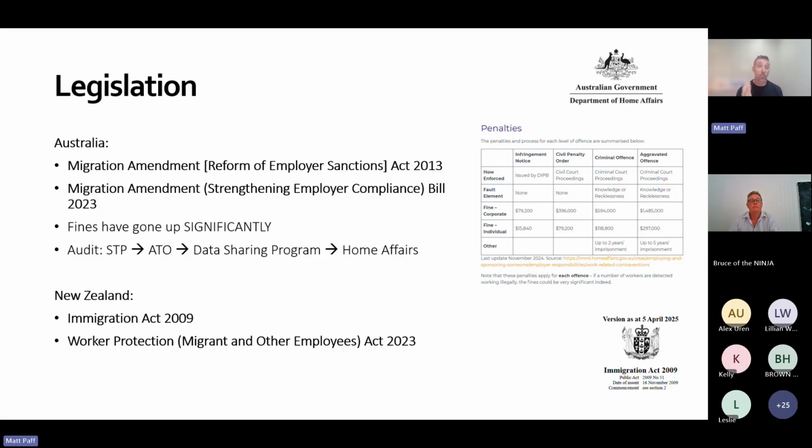New Zealand, for those of you who are now using a New Zealand product, it is the Immigration Act 2009, but also more importantly, the Worker Protection Act of 2023. The fines are remarkably smaller, $1.485 million compared to 3,000 New Zealand dollars, but there are other consequences such as being banned from employing migrants and things like that.